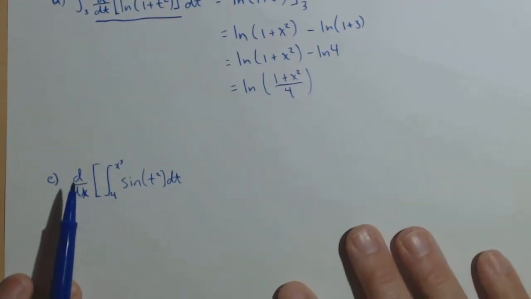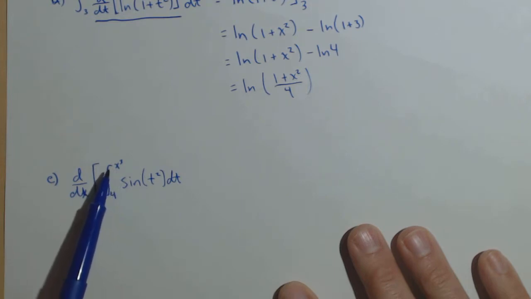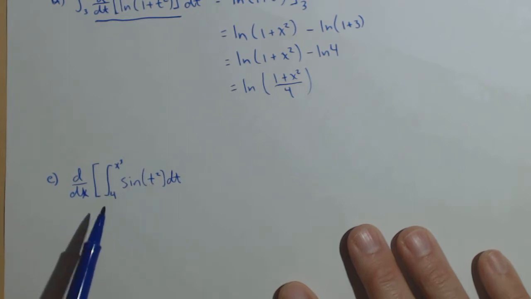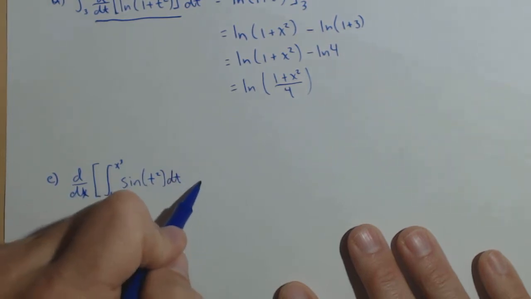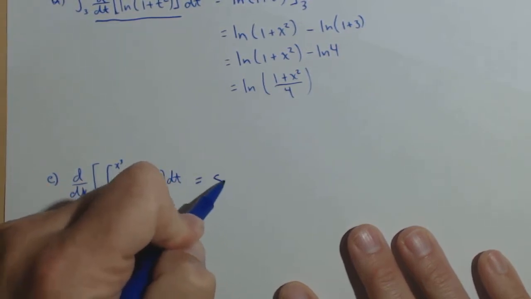Last example, the first one that we see where the upper limit is something other than just x, in this case an x cubed. This is going to be actually a chain rule, because what's going to happen is we're going to plug in that x cubed for t, but then we're going to take the derivative of it. So we have a chain rule. So what's going to happen is we're still going to have that substitution.